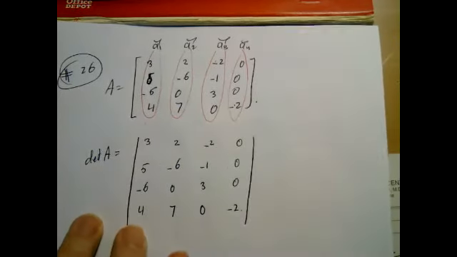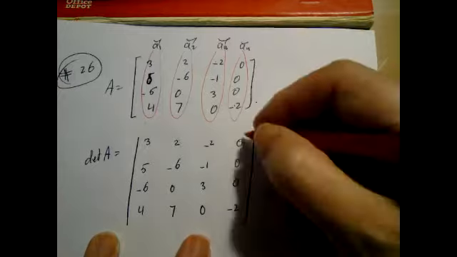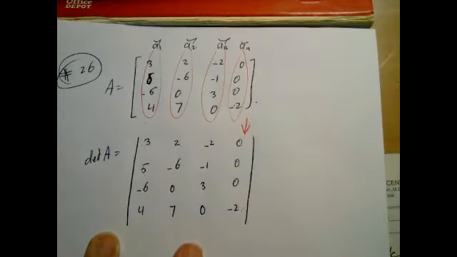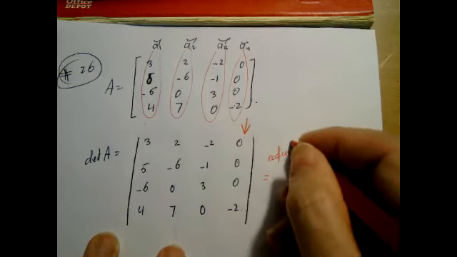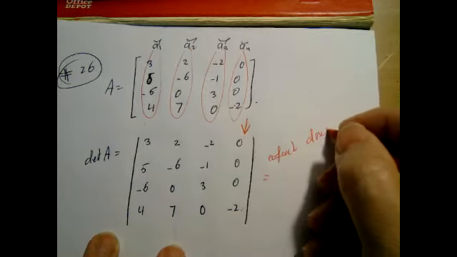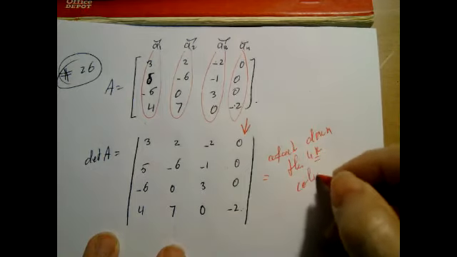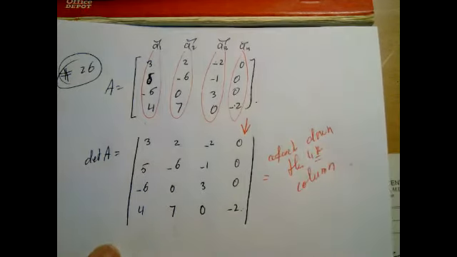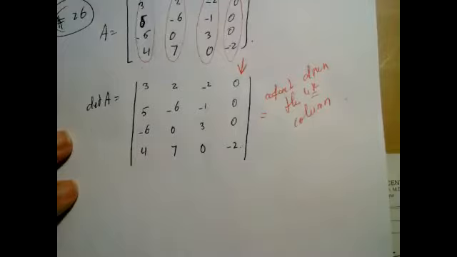We go after the column with the most zeros. The column with the most zeros is this column. So we're going to do cofactor down the 4th column. Otherwise, it will be a nightmare. If I use the first row, it will be really hard. So that's why we do cofactor down the 4th column.